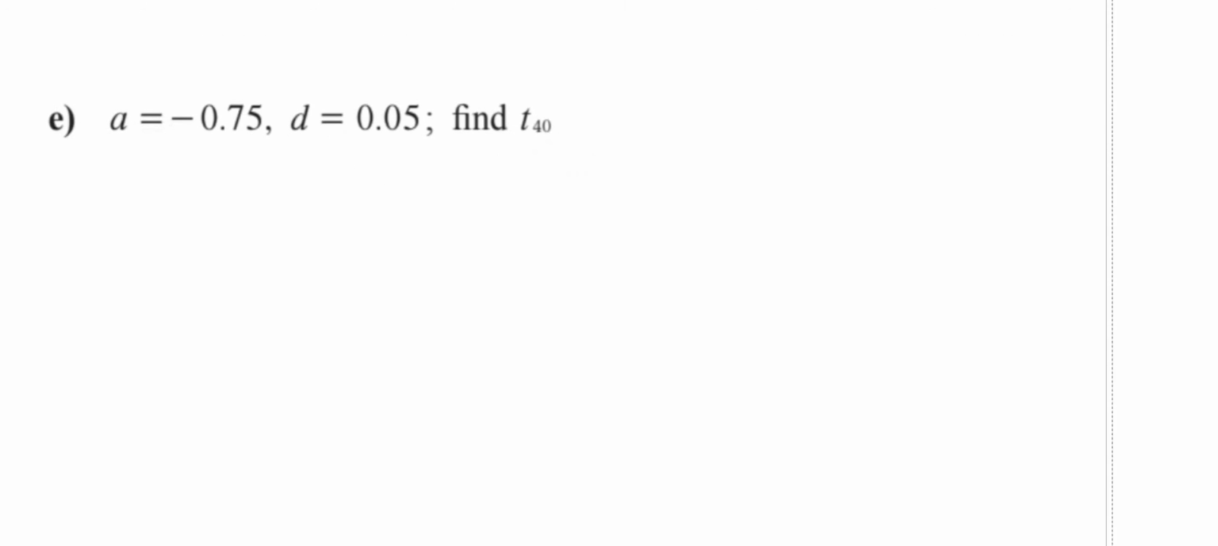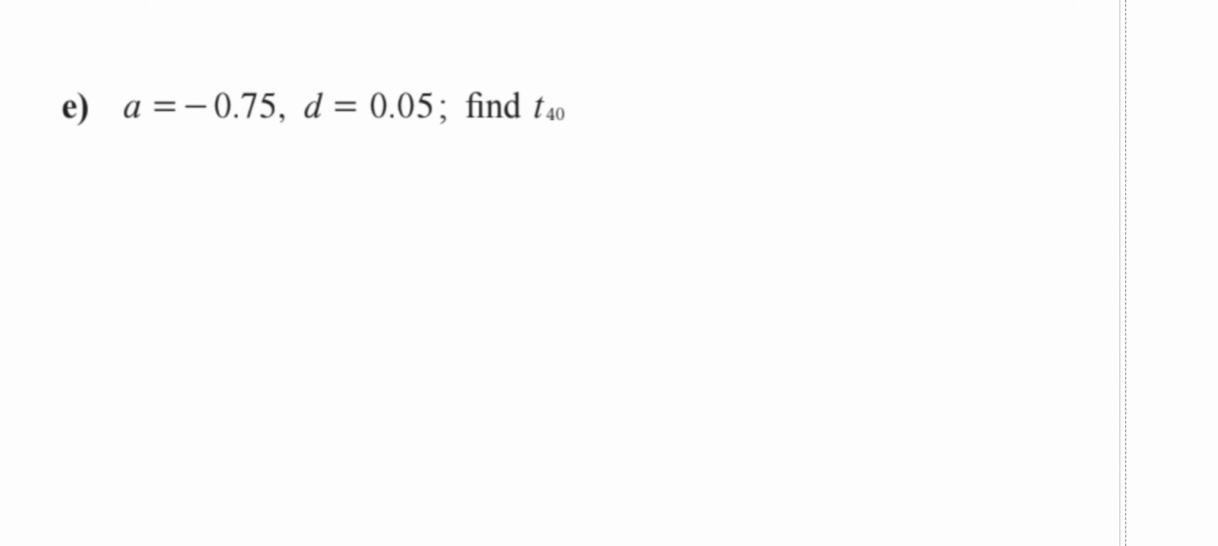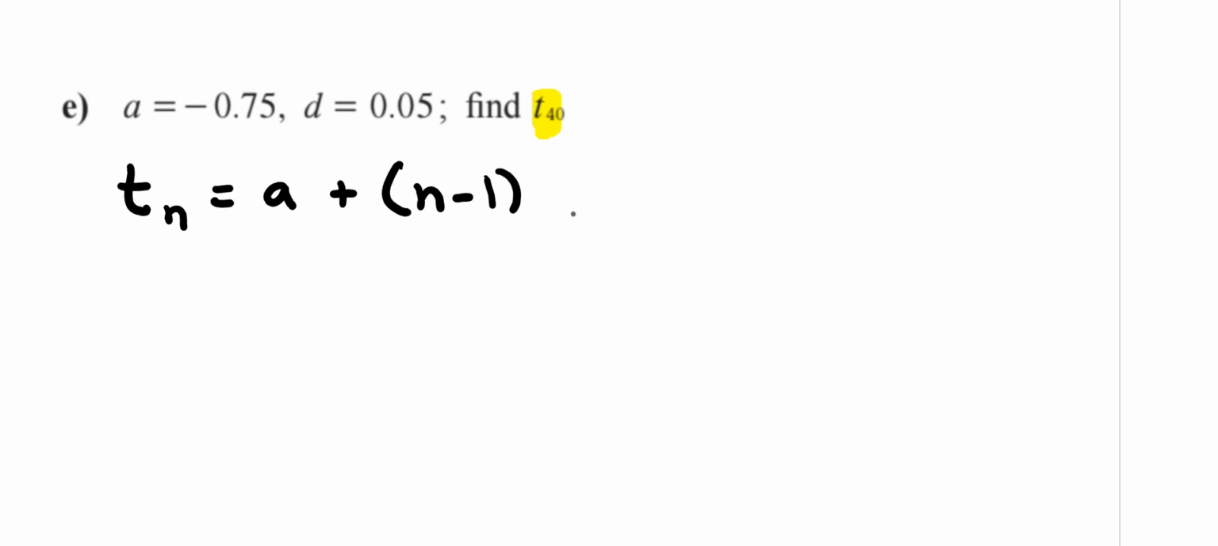Okay, let's move on to question 8e here. I've got to find the 40th term. Once again, let's start off by writing out the formula: t of n equals a plus n minus 1 times d. And I want to find the 40th term, so my value of n is going to be 40 here.